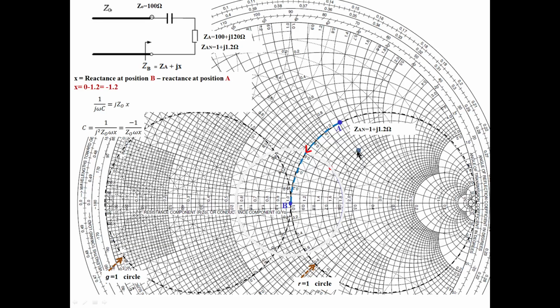But if I move like this, I cannot reach the center of the Smith chart. Even if I move like this, I do not reach the center. Similarly, if I move like this, I do not reach the center. If the point is like this, whether I move clockwise or anti-clockwise on the resistance circle, I do not reach it. Even if I move on the conductance circle, I do not reach the center of the Smith chart.